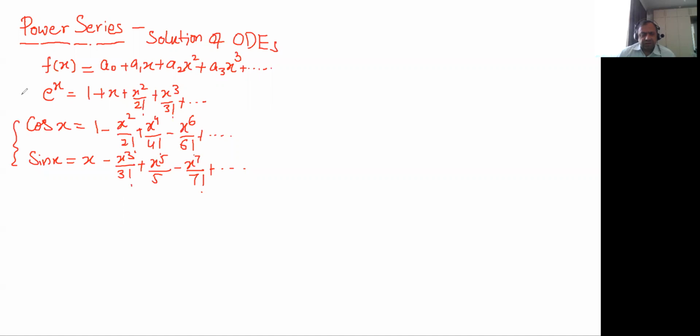So these are the three very commonly used series. They are also called the Maclaurin series. There are certain properties of these series which we can use for the solution of ordinary differential equations. For example, if I take this series, there is a notation which we can use for the summation of this series. This is called the sigma notation. I have found this notation very useful.